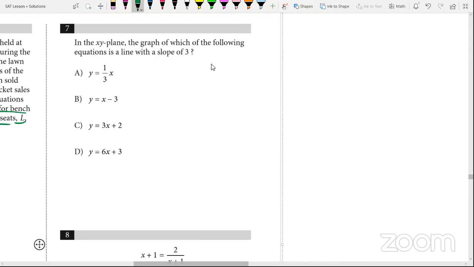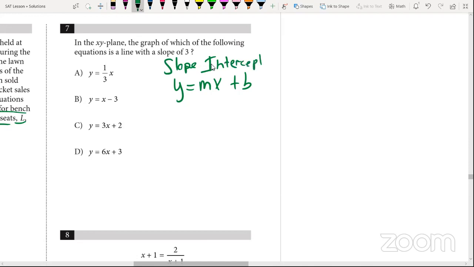Let's look at number 7. The graph of which of the following equations is a line with a slope of 3? So when you're looking for slope of a line in its most fundamental form, you have y equals mx plus b. That's the slope-intercept formula of a line. We use it like crazy on the SAT. And if you have something in that format, then m is your slope and b is your y-intercept.